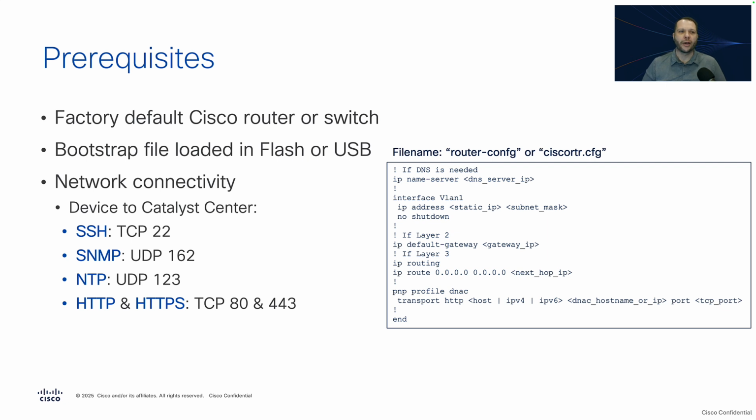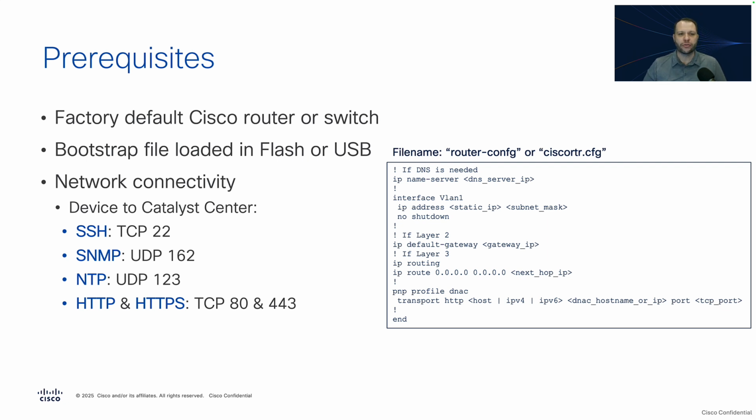Okay, so let's talk about the prerequisites that you would need to perform this onboarding process. First of all, you will need a Cisco router or switch in a factory default state. This is important because if there is any configuration saved on the device in NVRAM, the plug-and-play agent will terminate its onboarding process.